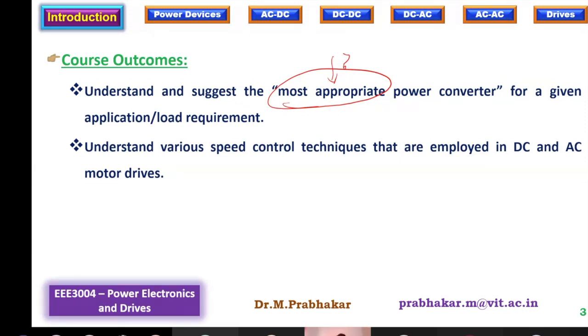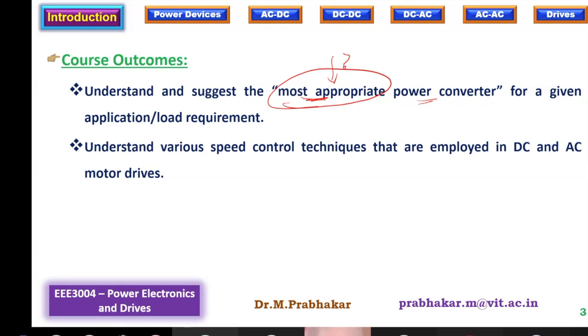So the question that we are trying to answer is, what is going to be most appropriate? We may have several options for a particular application. We may have several power converters, also combinations of power converters. Among those available options, which is going to be most appropriate? This will be the main outcome. After undergoing this course, you will be able to fix this and tell this.